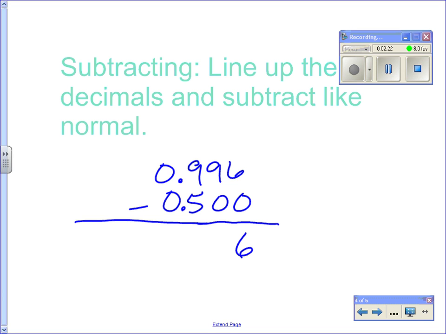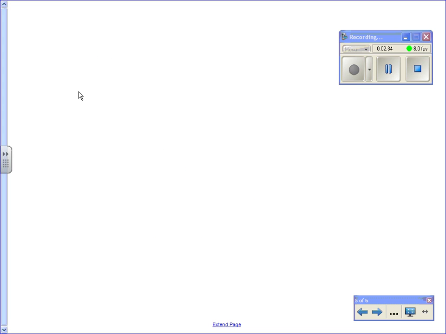6 minus 0 is 6. 9 minus 0 is 9. 9 minus 5 is 4. Decimal comes straight down and then 0. So there's my answer and I'm done. Okay, next thing, multiplying decimals.